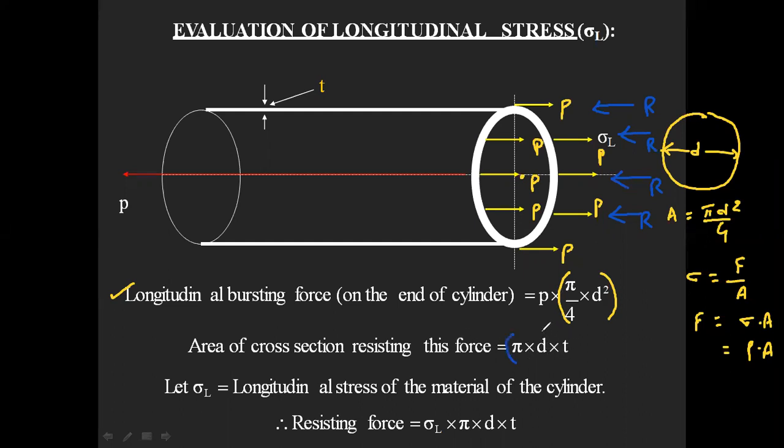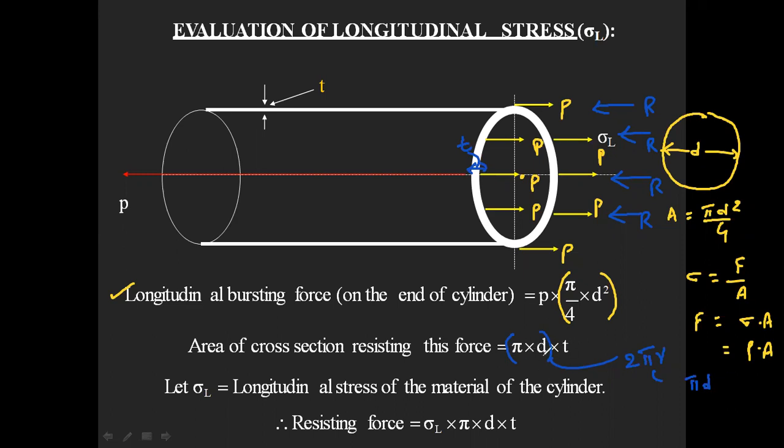What is this pi d? Can anyone tell me? Here this is your circumference, which is 2 pi r. 2 pi r can also be written as pi d, right? How does the resistance happen? The resistance is happening with respect to its circumference. Then only we can control the bursting force which is happening in the longitudinal direction. So pi into d is your circumference, into t is your thickness. This is your thickness.